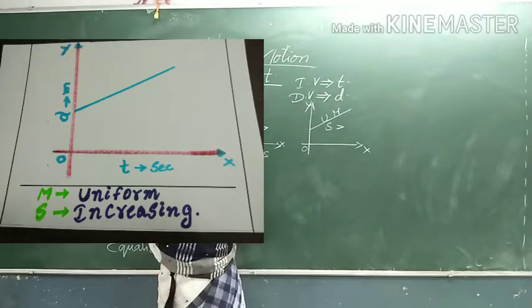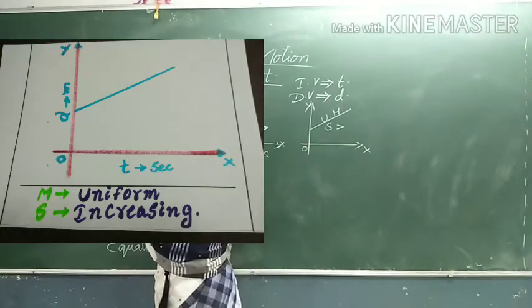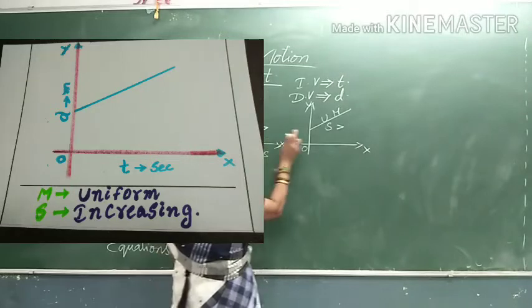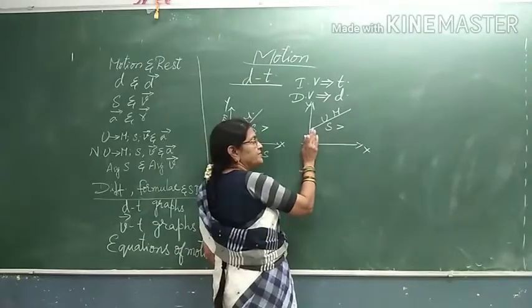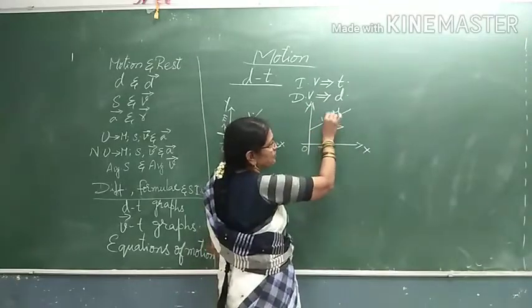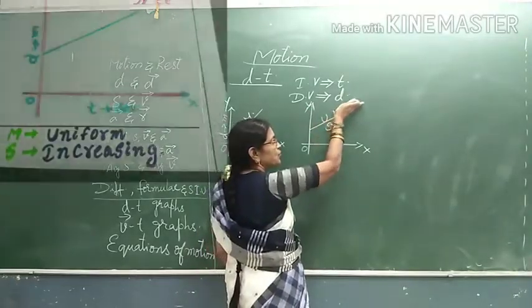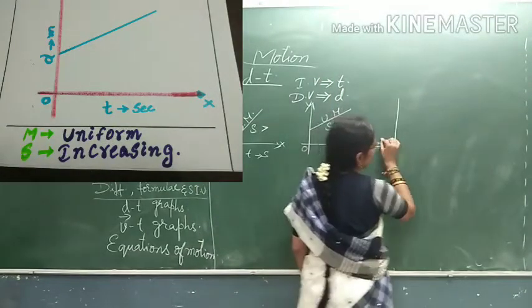But here what is the difference between these two graphs? Here it is starting from the rest point, that is the reference point, the origin, whereas this one is not starting from the origin. So already it possesses some speed. So this is also uniform motion, and because the slope is going up, its speed is increasing.